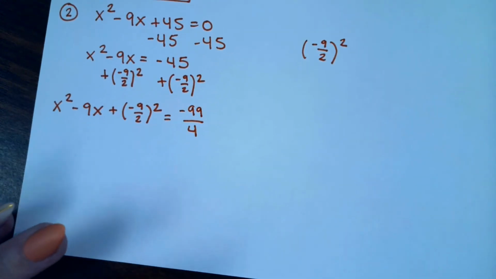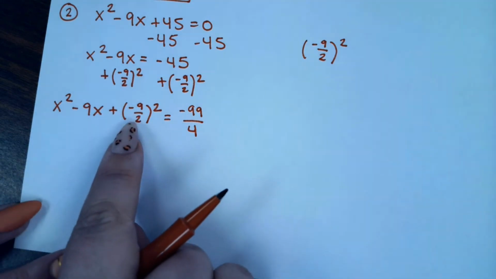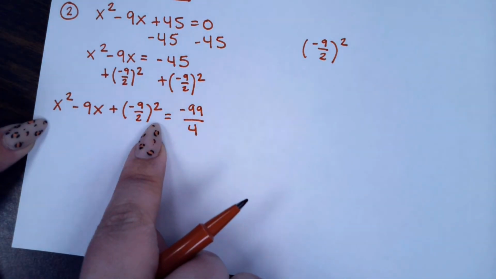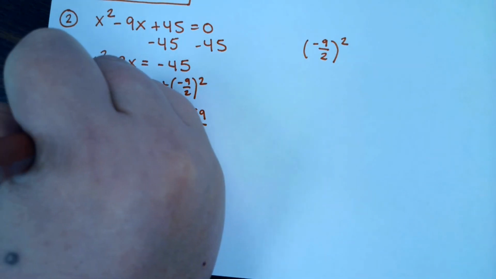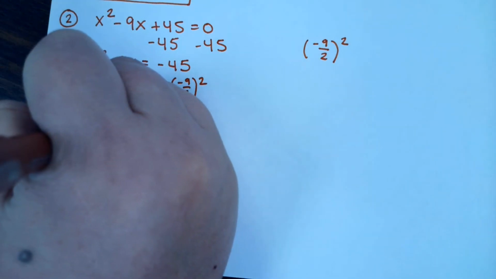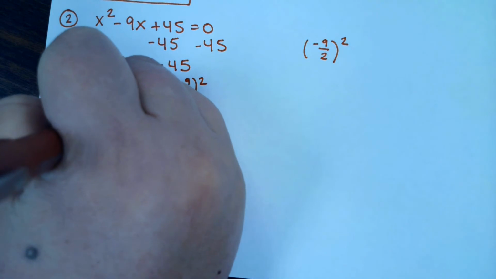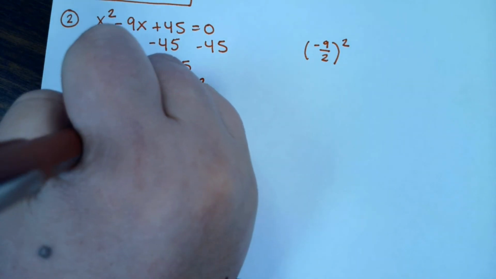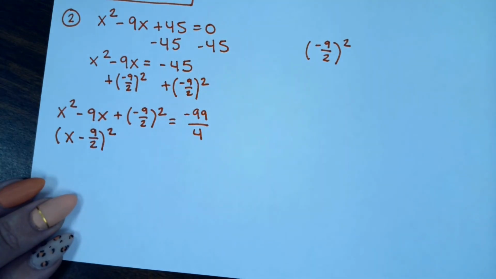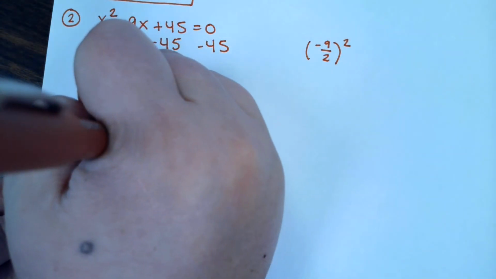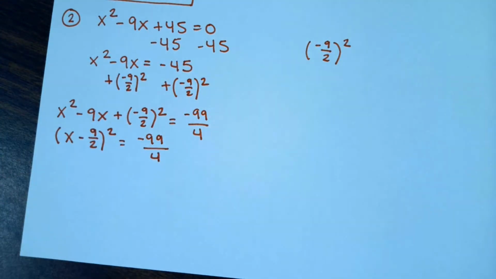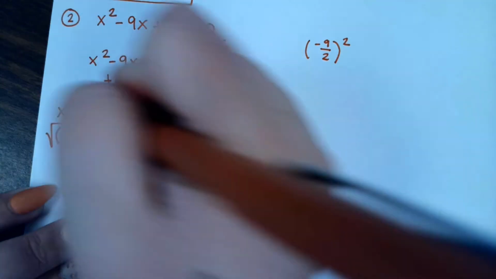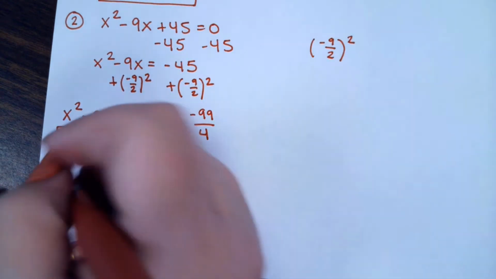All right, now I know this kind of looks messy, but because we've created a perfect square trinomial, we know that our left side will factor into x minus 9 halves squared, right? And then it still equals negative 99 over 4. And now we just solve. So we take the square root of both sides.